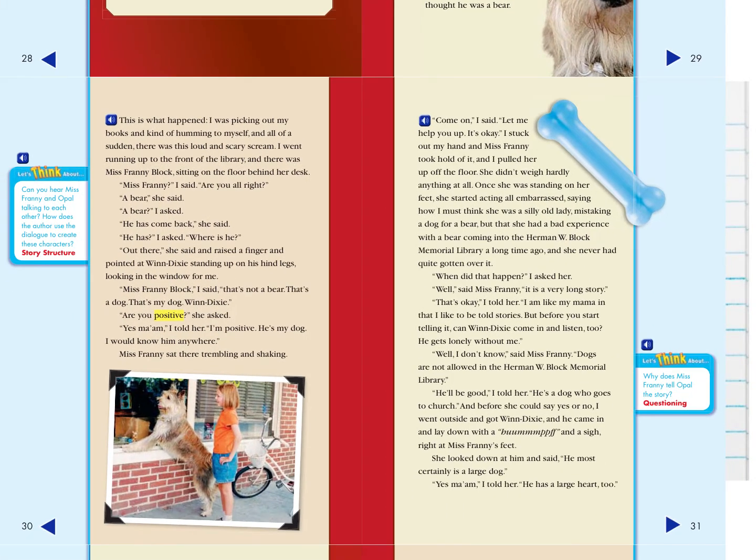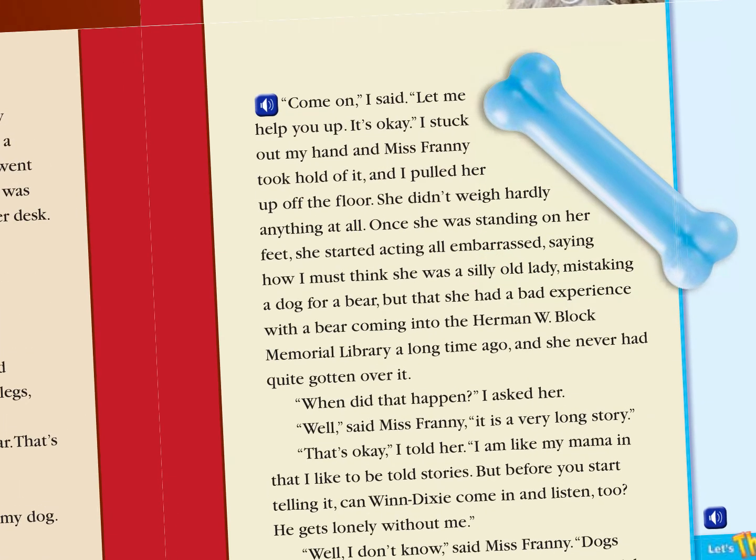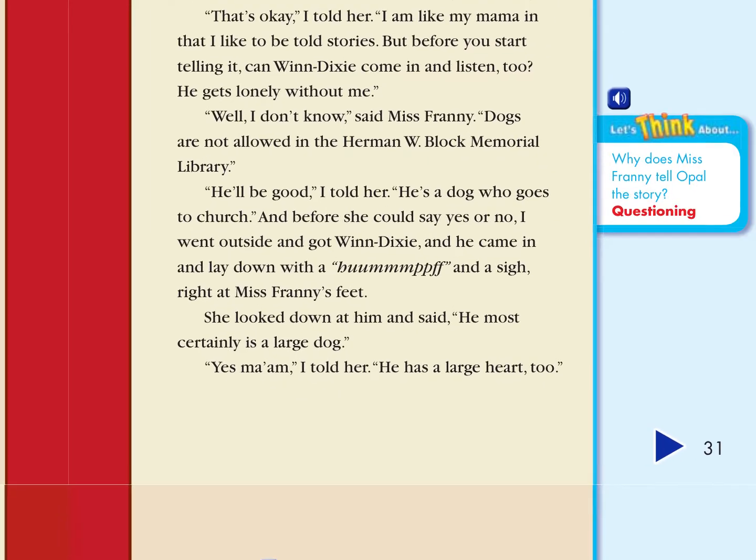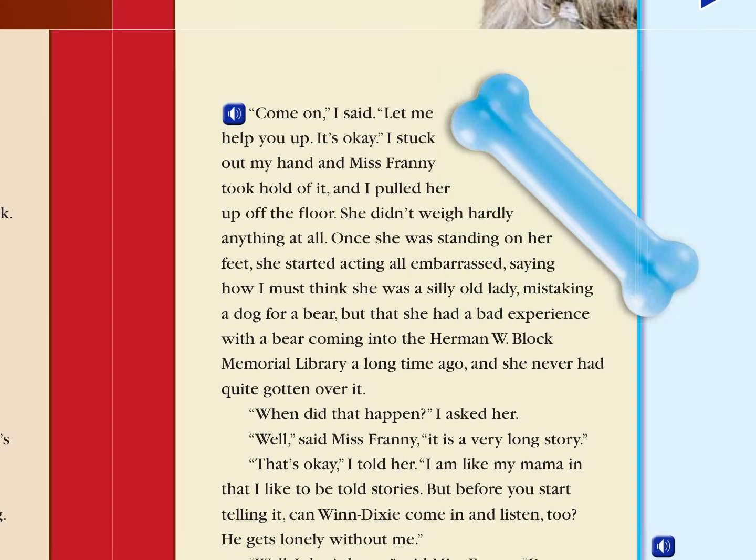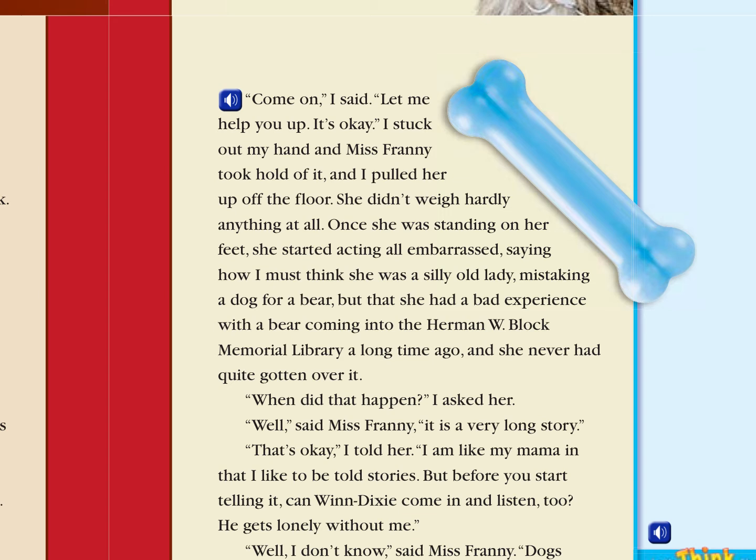As I'm looking through the text, I'm scanning for clues to tell me what she looks like. I'm noticing here on page 31 of the text, it says, "Come on," I said. "Let me help you up. It's okay." I stuck out my hand and Miss Franny took hold of it, and I pulled her up off the floor. She didn't weigh hardly anything at all.